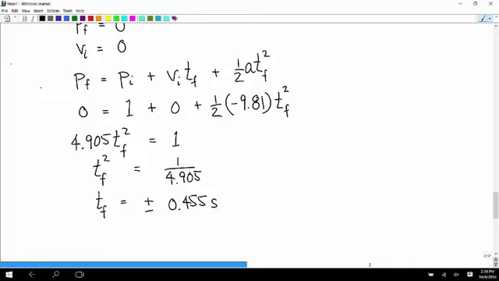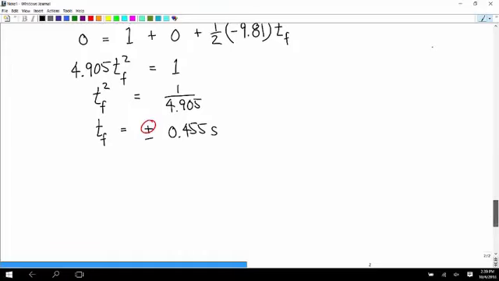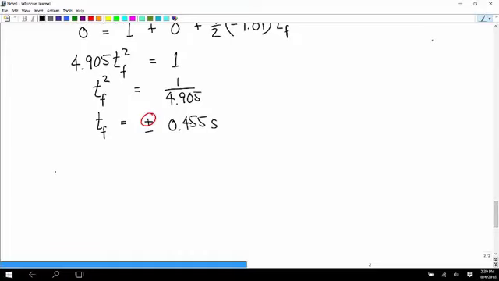And that's 2 answers. We have to choose one of those 2. So which one makes sense to us? Positive, yep. So if you start a bullet a meter above the ground and drop it, it takes 0.455 seconds for it to hit the ground. Now let's do the calculation for a bullet that's fired horizontally and see, we're going to get the same answer. Let's see if we can identify how it works.